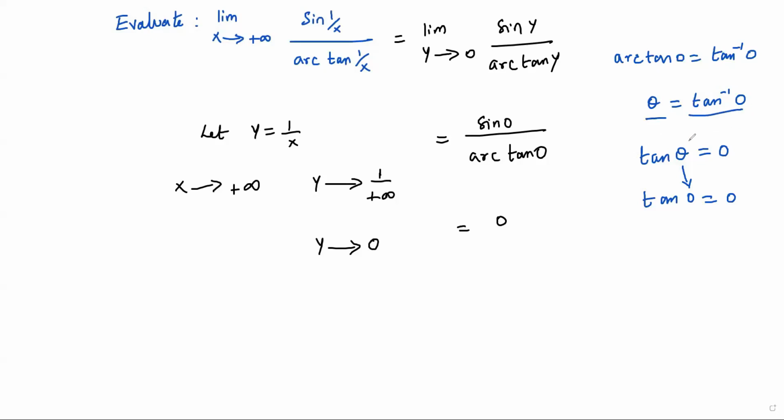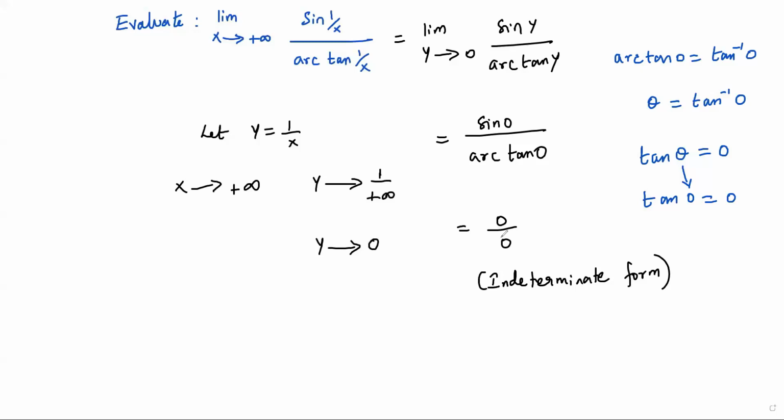Because theta and tan inverse of 0 are equal. So since theta is equal to 0, the value of tan inverse of 0 is also 0. And tan inverse of 0 is nothing but arctan 0. So finally we got the value of arctan 0, that is 0. So instead of this arctan 0, we can write 0 because 0 is its value. So here we get the result of the limit as 0 over 0, which is called indeterminate form.